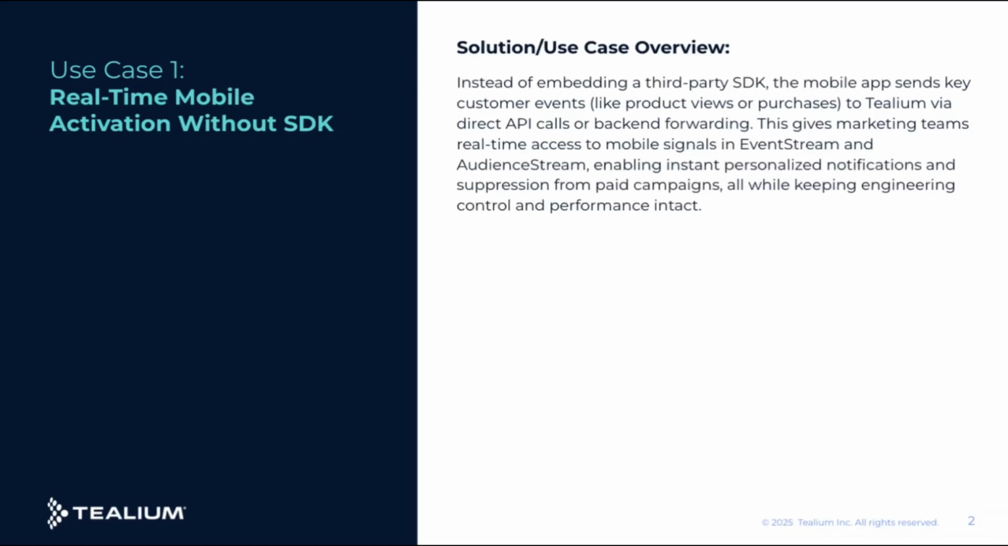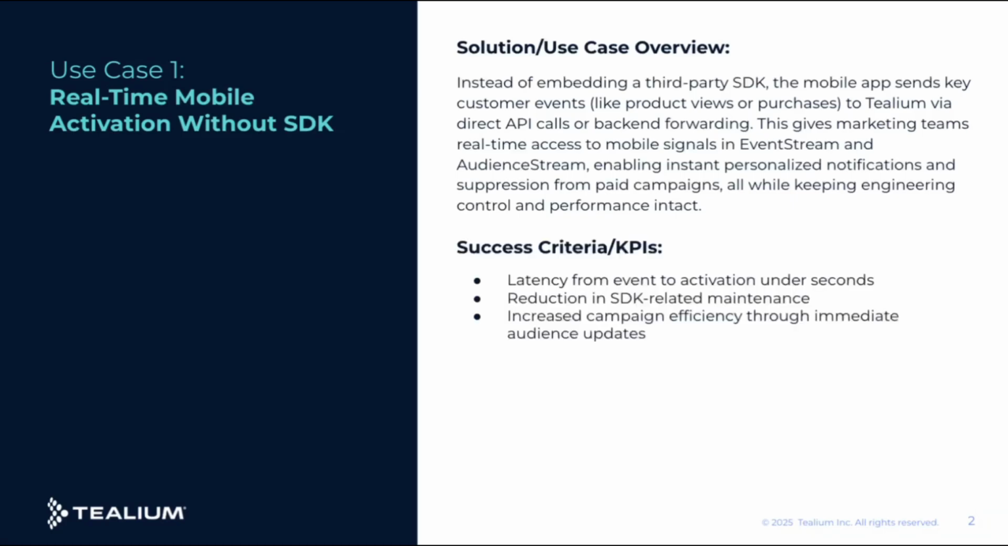Imagine you don't want to add another SDK to your app, or say your internal process prevents you from installing third-party SDKs. Instead, your mobile app or backend just forwards those events directly to Tealium through an API call. The marketing team still gets real-time visibility in Tealium, so you can trigger notifications or suppress users from paid ads instantly. And engineering stays in control. No new dependencies, no performance risk, and the data still flows securely through Tealium.